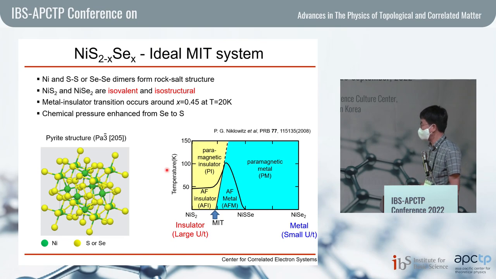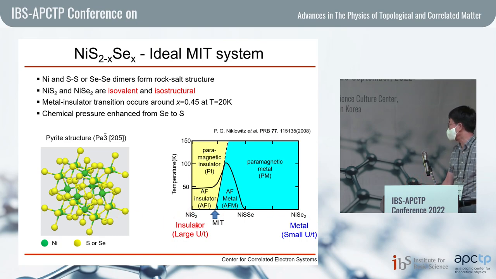So this work started from the research that we were doing in my group on nickel disulfide and selenide. This is known to be an ideal metal insulator transition system. They are in something called a pyrite structure. This name comes from iron disulfide, or fool's gold. And as you replace sulfur by selenium, it goes through a very well-known metal insulator transition, and there's no symmetry change between the sulfur end and the selenium end.